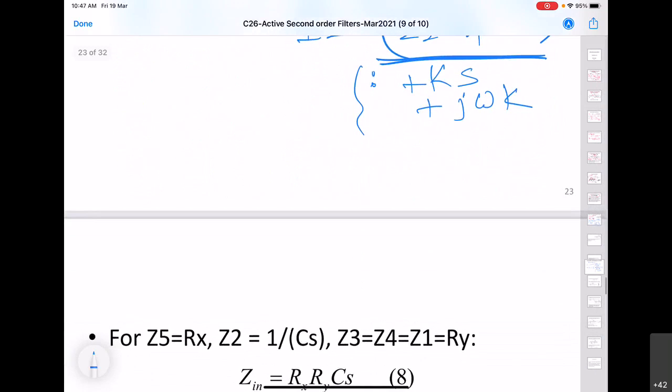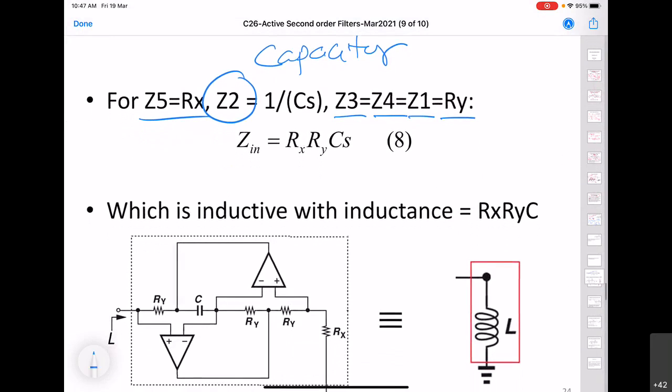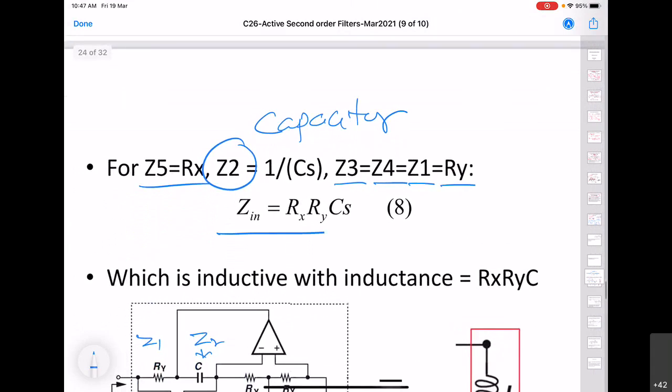So suppose we make this choice that we take Z5 is equal to Rx, a resistor. Z3, Z4, Z1 also resistors, but of certain different values. But Z2 a capacitor, right? So what we have done is Z2 has been substituted by a capacitor, but Z1, Z3, Z4, and Z5 all are resistors, right? So if we make this choice, then what we get is the input impedance. Here you can see that it is given by this expression.